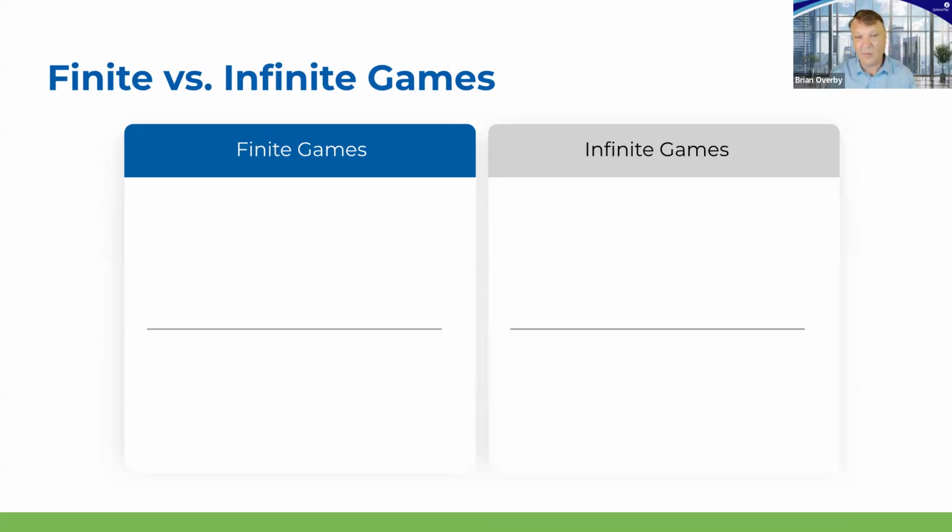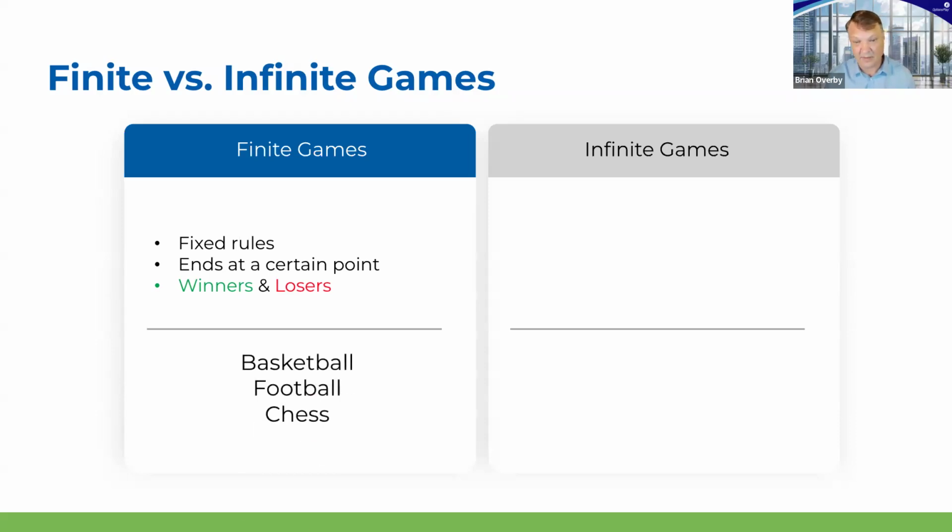And when we think about finite games, you have fixed rules. The end is a certain point. You're going to have winners. You're going to have losers. These type of games are basketball, football, chess. There's one person that is going to win that game at the end of the game.